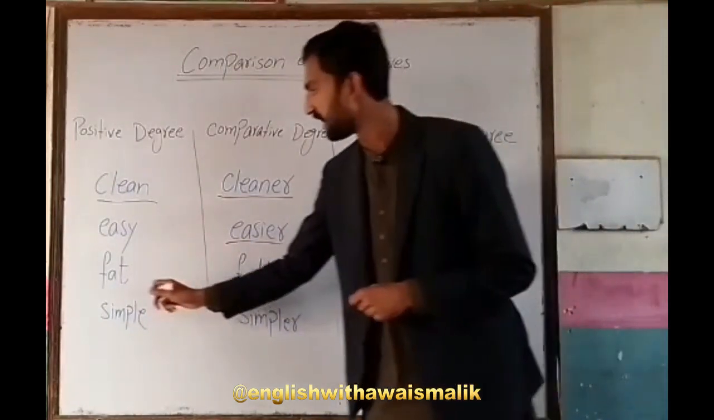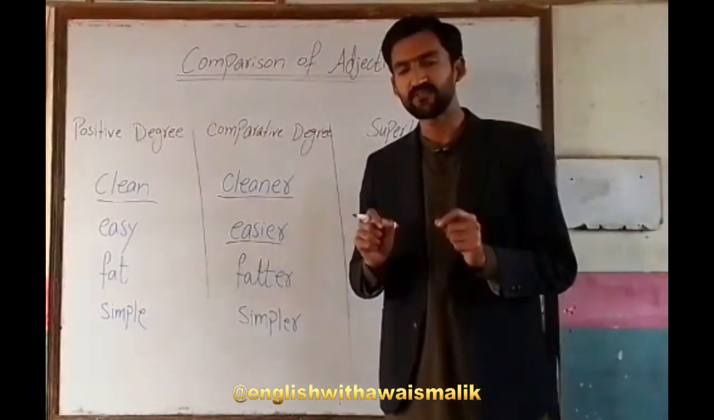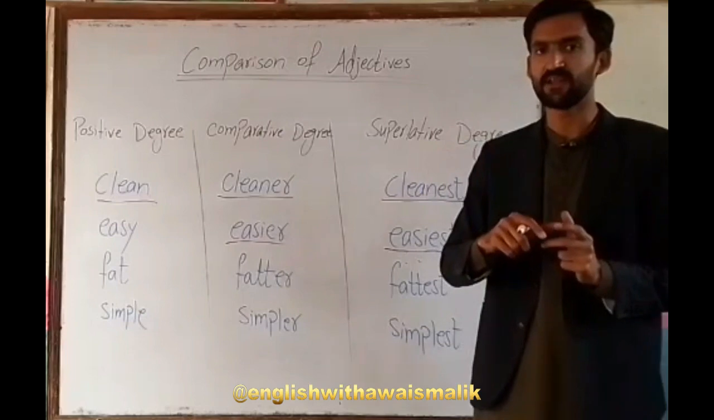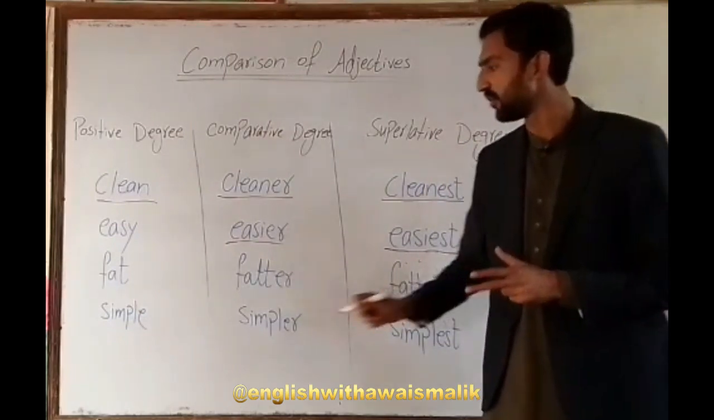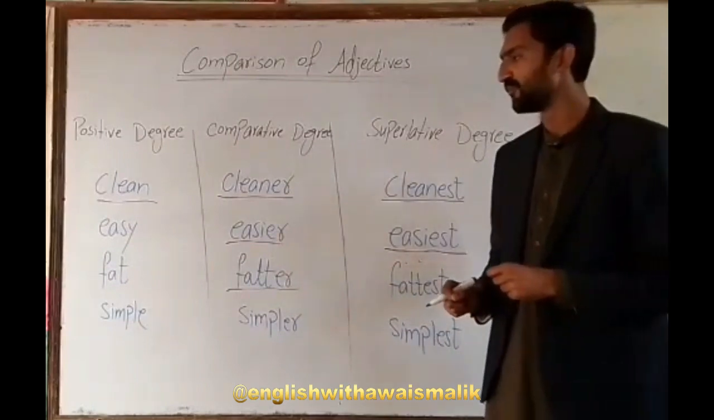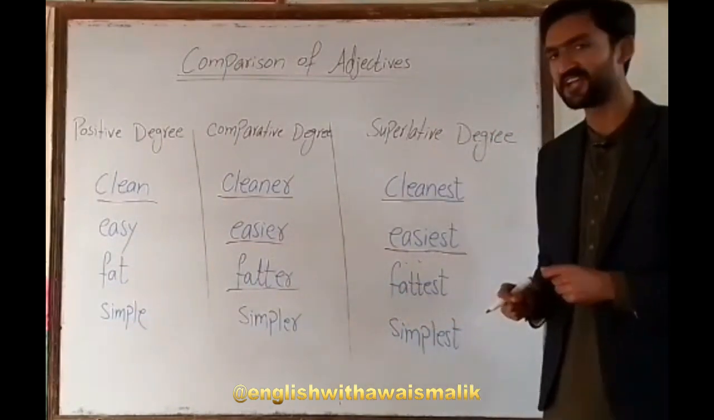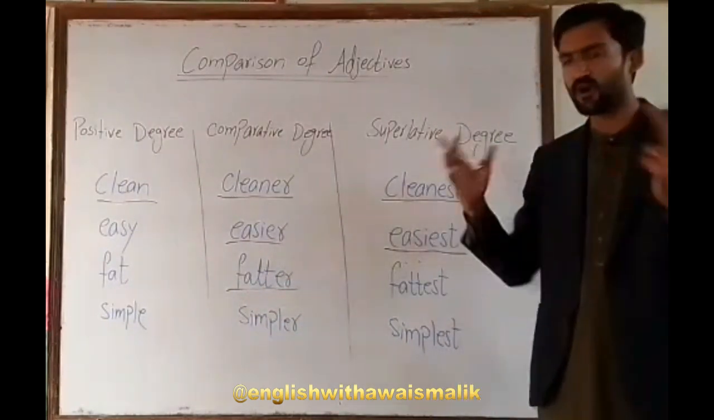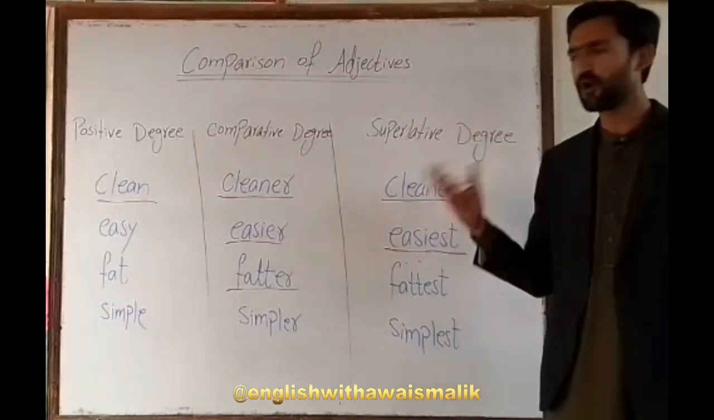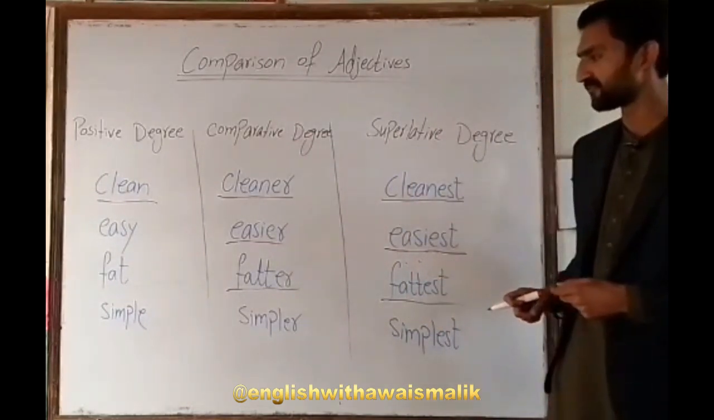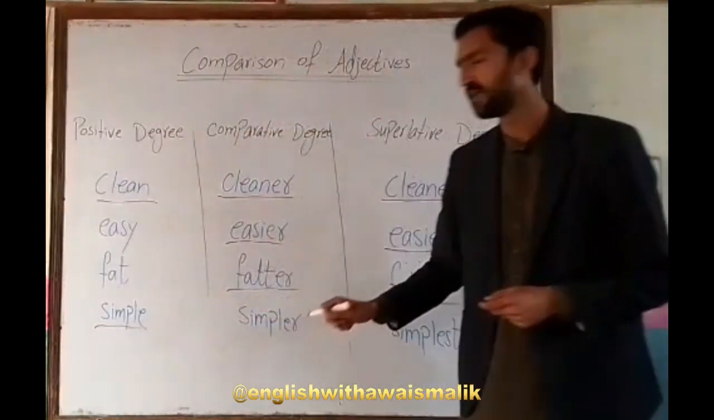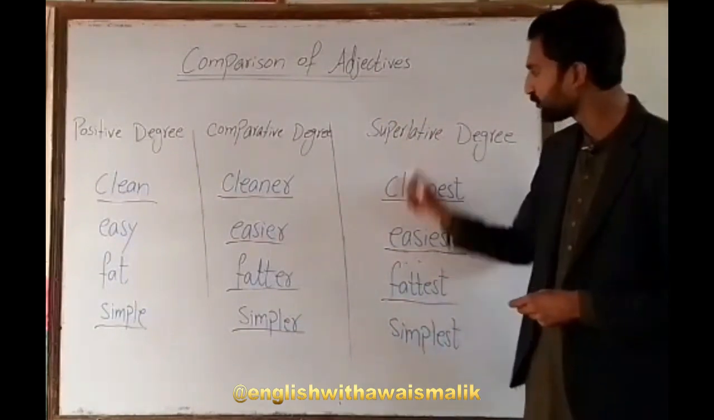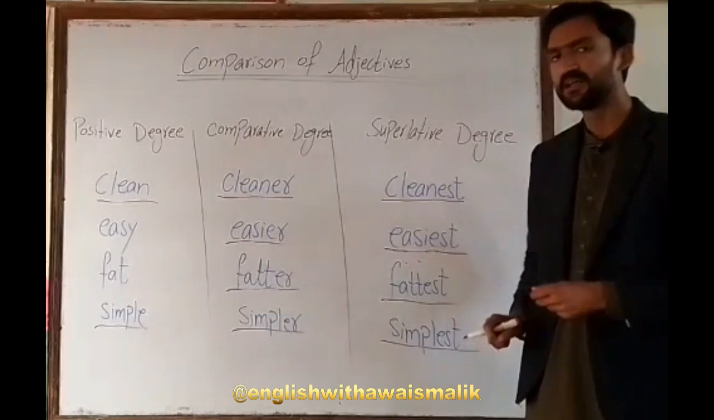Further we have fat. Fat is considered a positive degree. When we convert fat for the purpose of comparison, we have fatter. We know that fatter is something dangerous for health. When we compare a lot of fats, we have fattest. Next we have simple. When we compare it, we have simpler. And at the end, when we use the superlative degree, we have simplest.